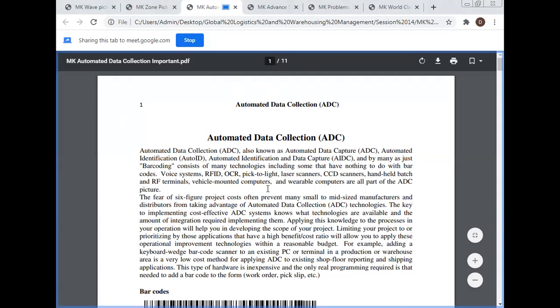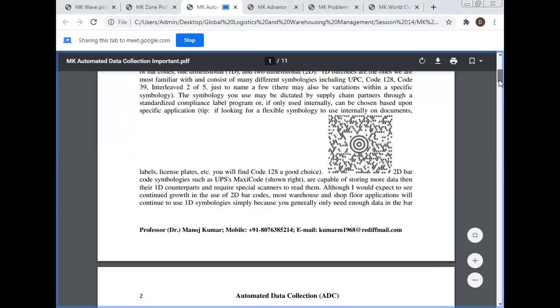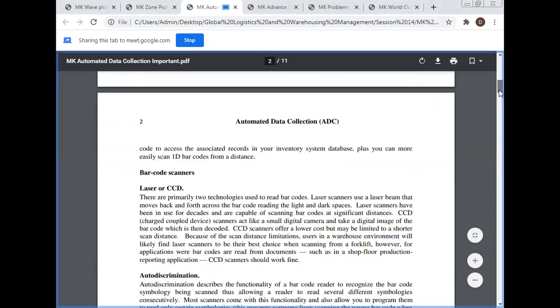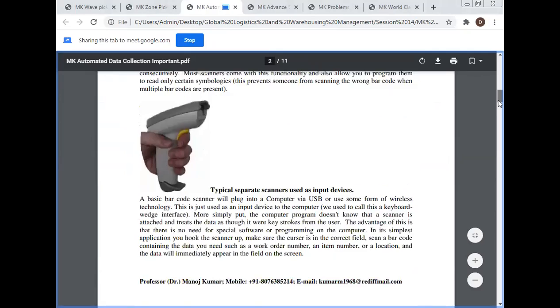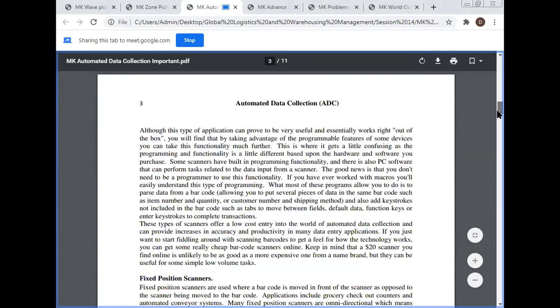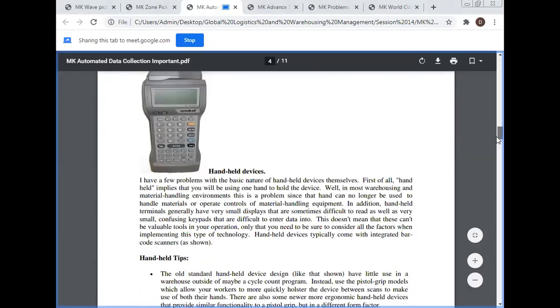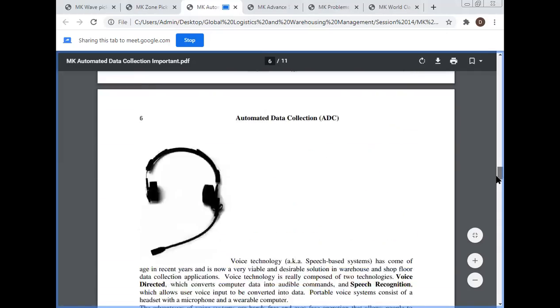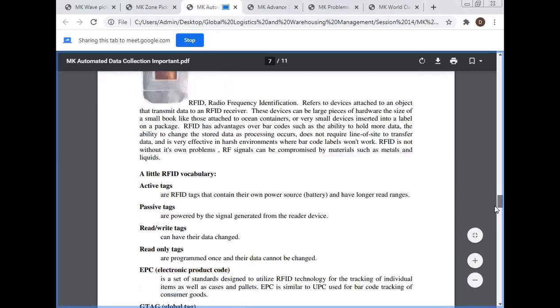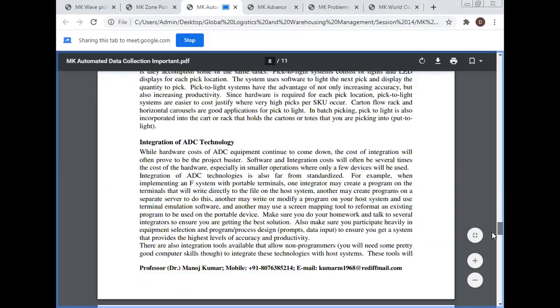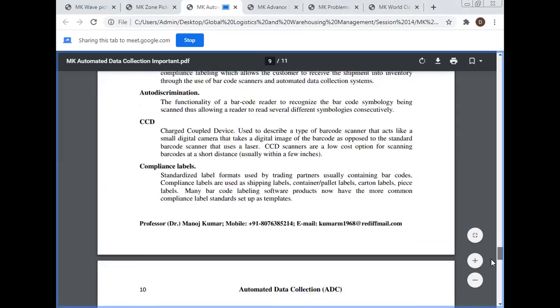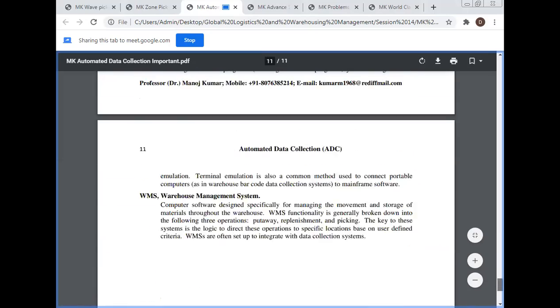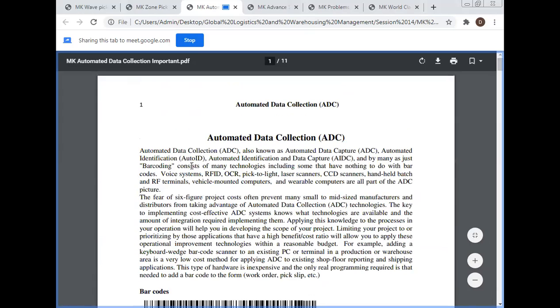Next one is the automated data collection. In the case of automated data collection, we will study how the data collection is done and the different techniques that are used. We will study the different equipment used in the data collection system, how the data is collected, RFID systems, ADC technology, and how the data is collected in warehouses and storage. This is the automated data collection system.